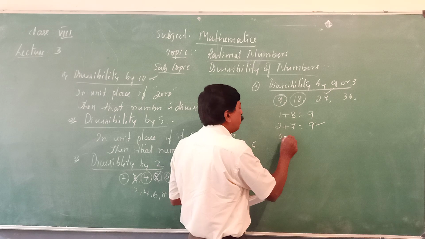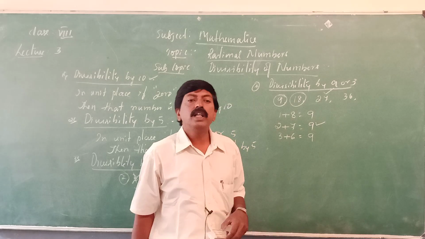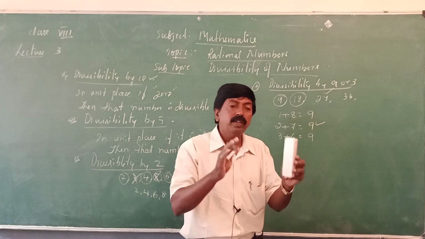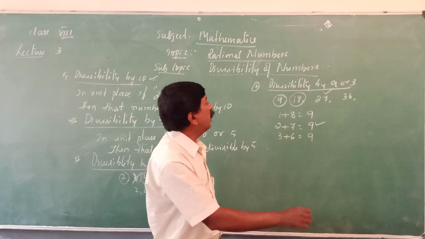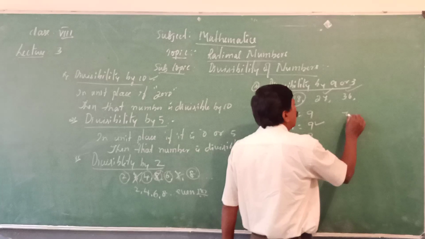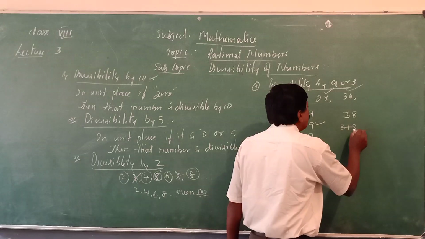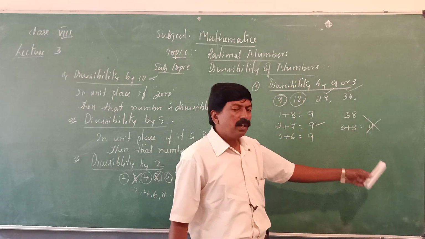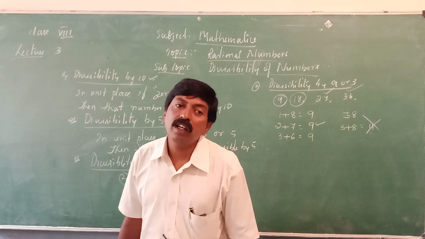Let us take 36. 3 plus 6 is 9. So yes, 9 is divisible by 9. Each digit of the given number is added, and if that sum is divisible by 9, the given number is also definitely divisible by 9. Suppose you take 38. Add these two: 3 plus 8 is 11. 11 is not divisible by 9. So the sum of the digits is 11, therefore we can say that 38 is not divisible by 9 or 3.